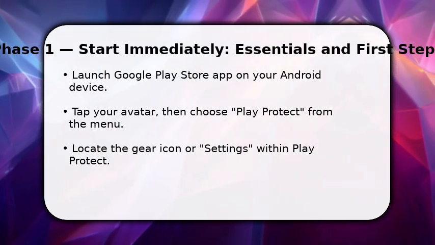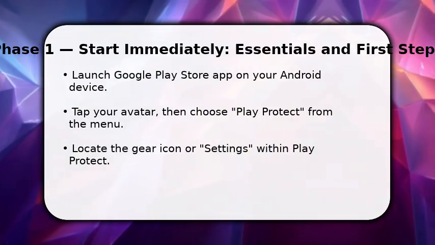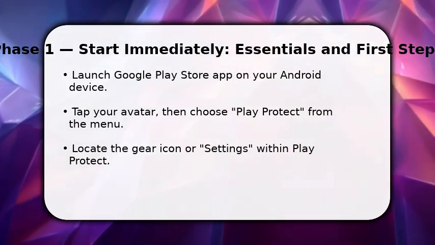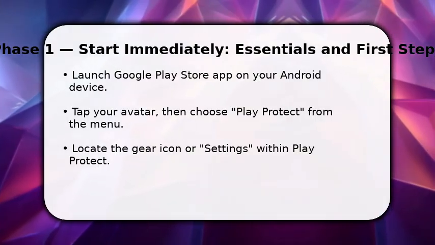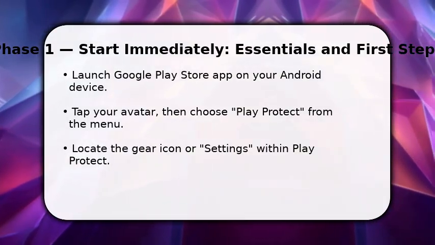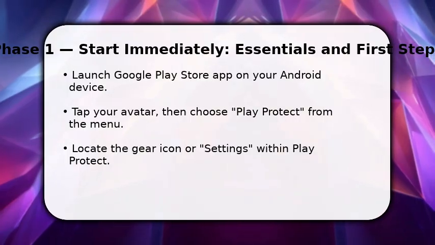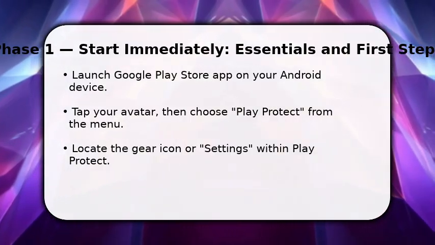Then tap the gear icon or the settings label. This opens the controls that govern app scanning and security checks. You're doing this to stop automatic app scans. Make sure you stay in the Play Protect settings screen before proceeding to the next step.